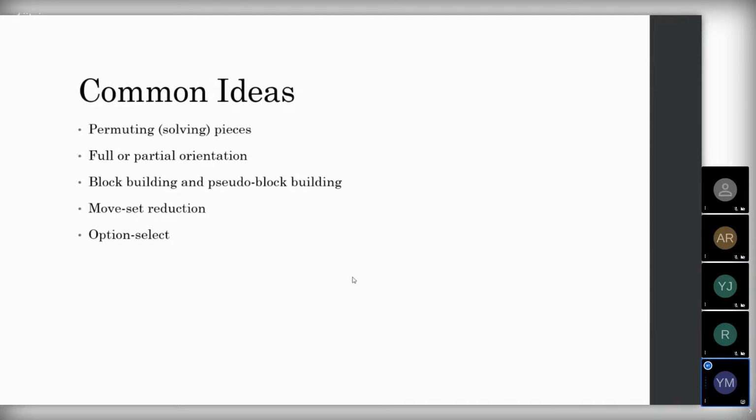Then there is the idea of option select. This is sort of a new idea, although some people have been doing it for a long time. Basically, BLL. So these are the different options that you have at the same state of the solve.